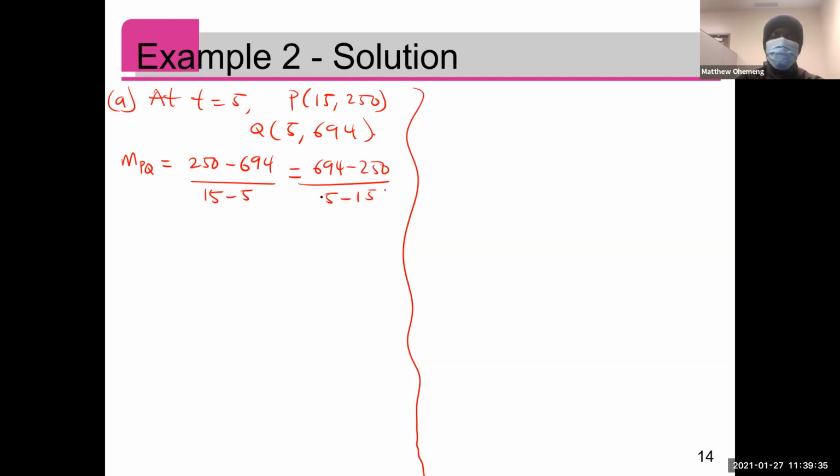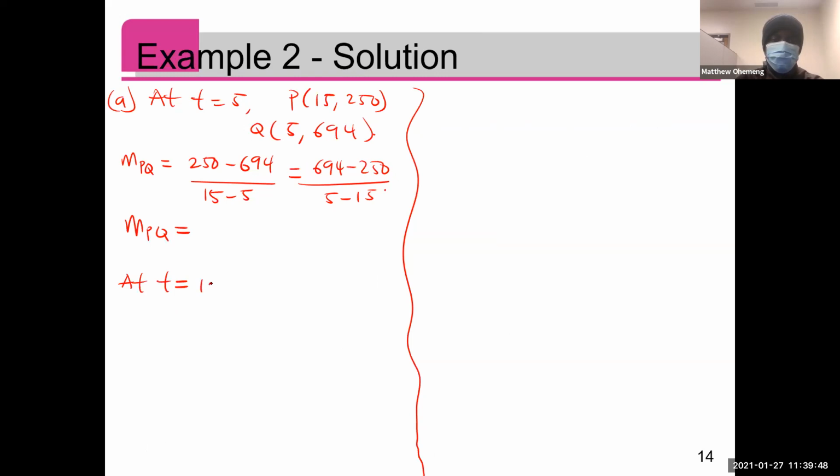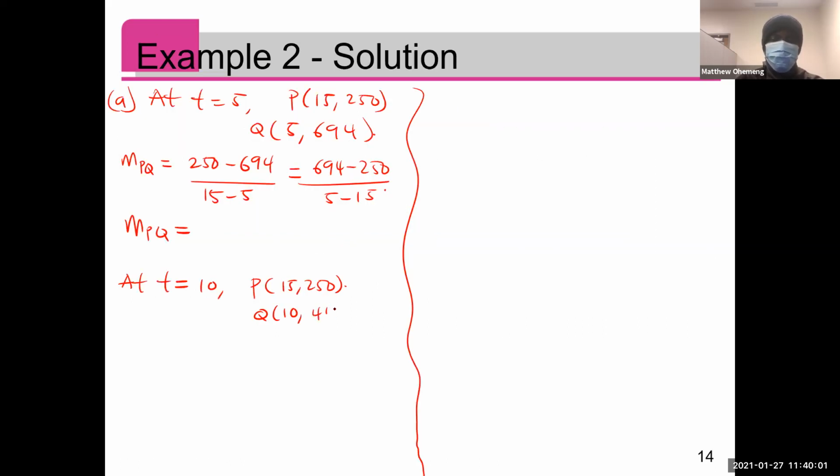Can anyone please help us with this? Let's see what you're getting for this. Try some math here. Now let's look at the other one. When T equal to 10, the point P is still 15, 250. What is the Q? The Q will be 10, 444. So let's compute the slope of the secant line at this point.